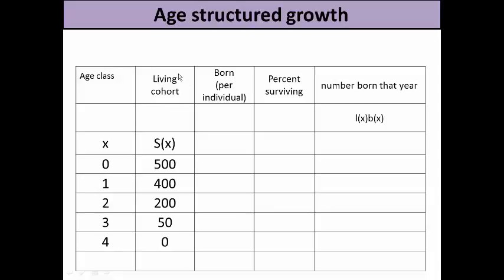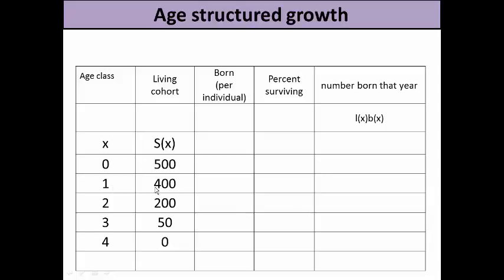Then we're going to look at the living cohort, or the survivors. Who's alive at each age class? So we're going to name it S of x. And so that's the number of survivors at each age class. So S of 0 is going to be 500. So we're going to assume for this organism that 500 individuals are born. And that's the beginning of our age classes.